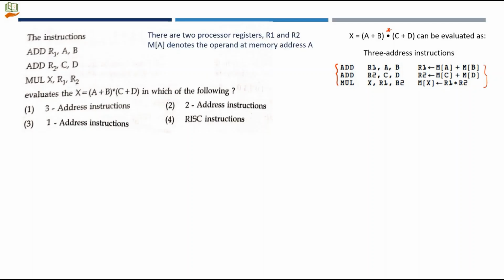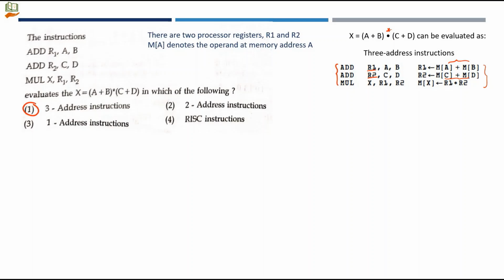There are 2 processor registers R1 and R2. These are the processor registers. M of A denotes the operand at memory address A. So from these 2 memory addresses, we are taking the operands and summing them up to store in R1. Similarly, we are taking these 2 operands and summing them up to store it in R2. The values in R1 and R2 will be multiplied and then stored in X. We can say that the instructions are 3 address instructions. Option number 1 will be the right answer.